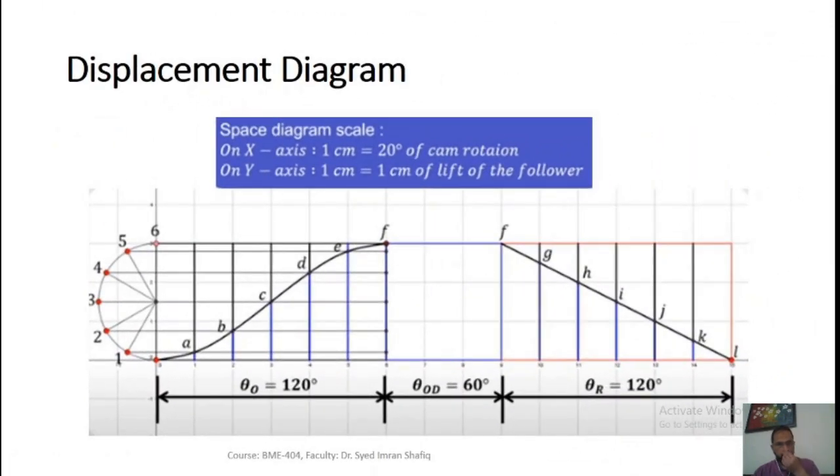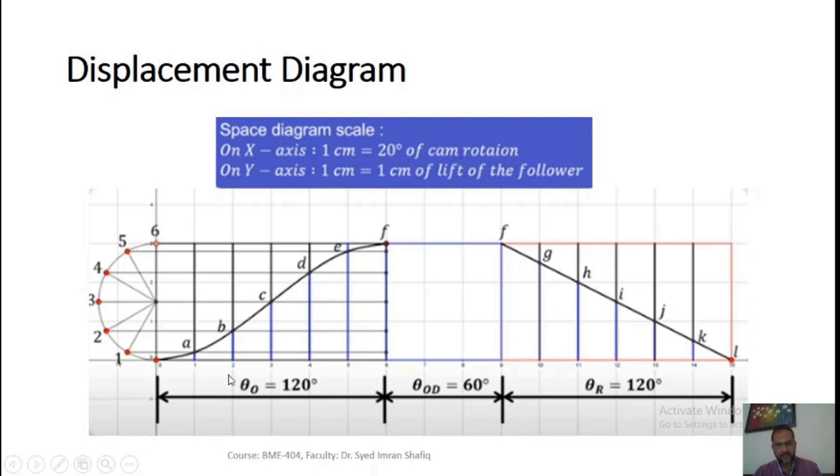So this is the final displacement diagram that I have shown. I will show each step in the coming slides, but to understand what a displacement diagram looks like, I have shown the final displacement diagram in this slide. I will first explain what this displacement diagram signifies, and then we will move on to the step by step construction of this displacement diagram. As we know, we have chosen a scale. On the x-axis we have chosen 1 centimeter equal to 20 degree of cam rotation.